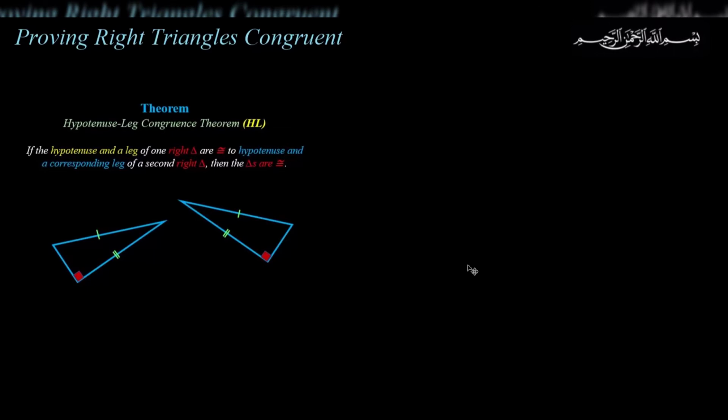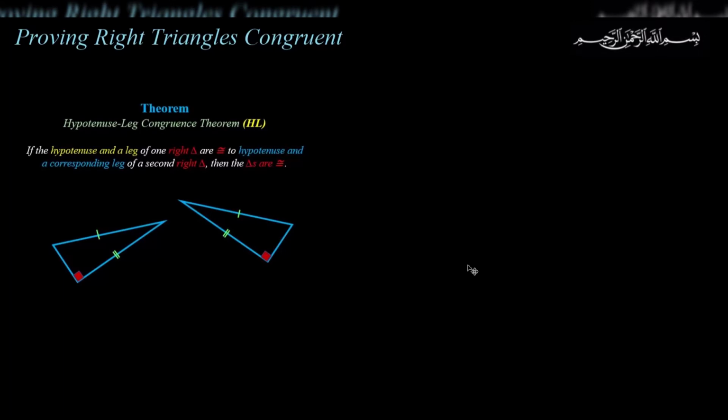Right triangles, of course, are a subcategory of triangle that are very special because they have a right angle. So this is an exceptional category, but all the previous postulates and theorems also apply to right triangles. There's really only one new theorem here that we have to learn, and that's this one that I've presented over here. It's called the hypotenuse leg theorem.